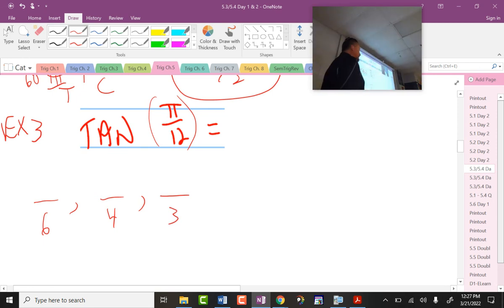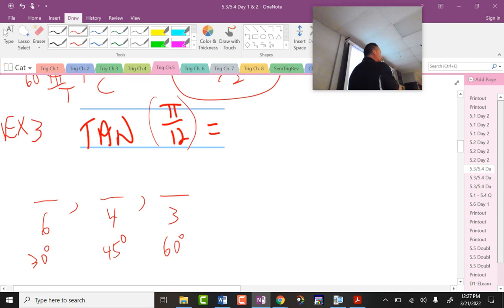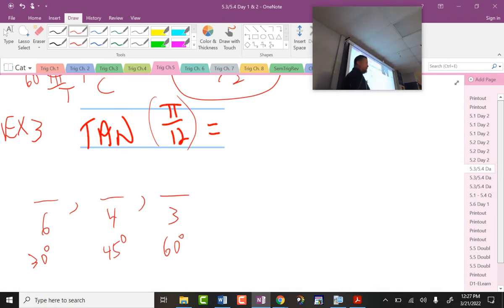By the way, what's an over 6? What's the reference angle? 30. What's an over 4? 45. What's an over 3? 60. So basically, I have to get a sum or a product where I get these denominators.